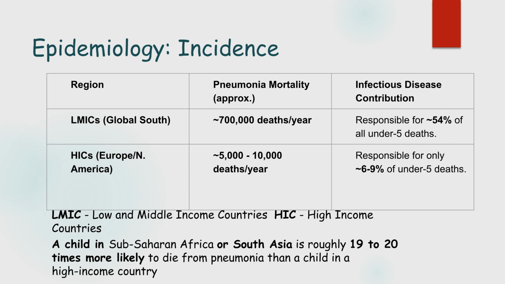Globally, pneumonia accounts for around 700,000 deaths annually in low and middle-income countries, responsible for approximately 54% of all under-5 deaths. This contrasts sharply with high-income countries. Children in sub-Saharan Africa or South Asia are roughly 19 to 20 times more likely to die from pneumonia.